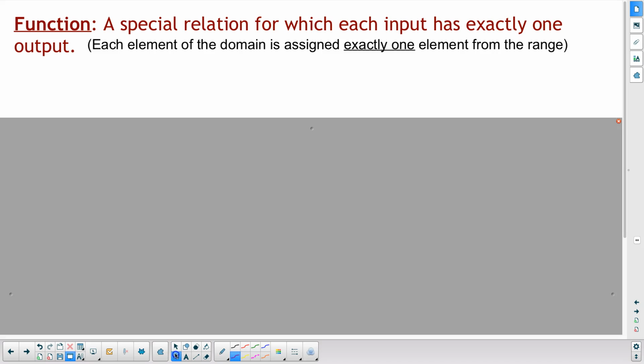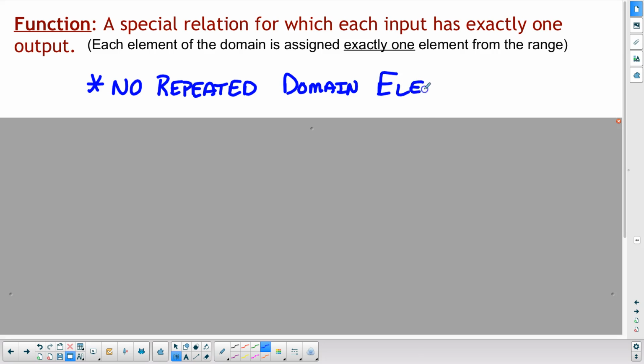Okay? So what that means in straight talk is there are no repeated domain elements. So basically what I'm saying is there's no repeated x values. That's what makes a function a function. Every x value is different. That's what makes a function a function.